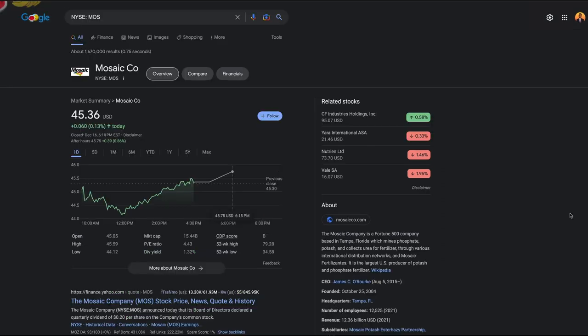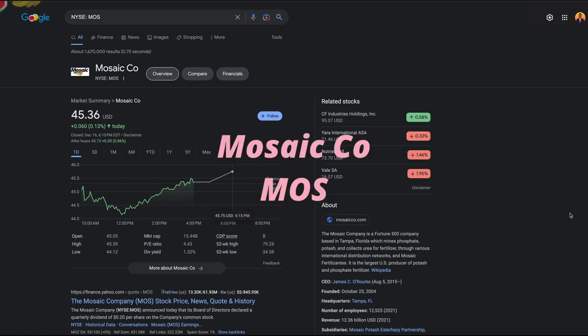And the last stock we're going to talk about today is Mosaic. Trading under ticker MOS, currently trading at 45.36. It does have a market cap of 15.44 billion. The PE ratio is low, it's 4.43. Dividend yield is 1.32%. This company is based in Tampa, Florida, and it mines phosphate. It collects different things for fertilizer.